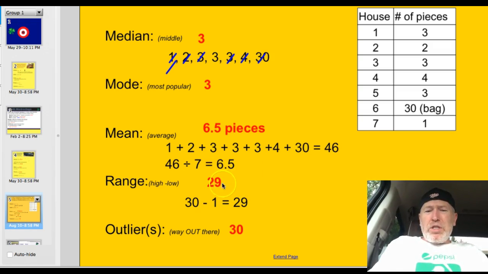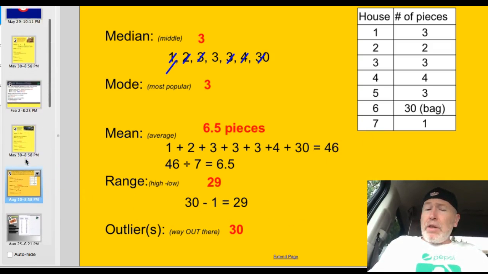The range was 29. That's because she got a bag of candy from her favorite neighbor there. 30 pieces in there. That is definitely an outlier, and that's definitely impacting the average. Take a look at this here. 6.5 pieces. She got 2s, 3s, and 4s at most of the houses. It's that 30, that outlier, that was really impacting that. But again, we'll take a look at how that skewed the data in the next lesson.